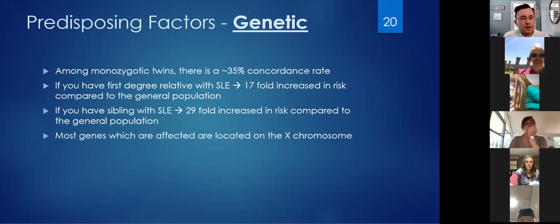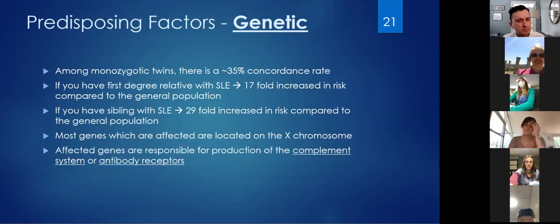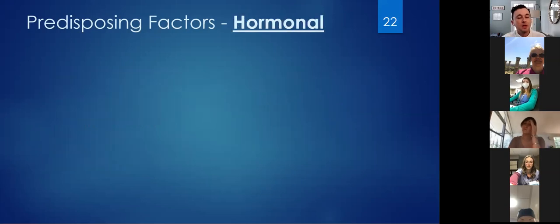But then, in the 50s and 60s, when we started going down that road, we realized that most of the genes that are abnormal in lupus are located on the X chromosome. Okay, and we'll talk about why that's relevant. And the other thing that we were able to figure out is that the genes that are affected in lupus are the ones that encode for proteins that make up the complement system and antibody receptors. Okay, and we'll circle back around to that too. So genetics, however, only account for about 18% of your susceptibility to lupus, meaning there are plenty of other things at play.